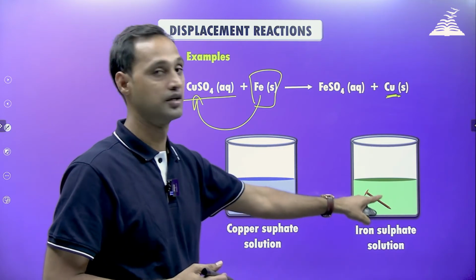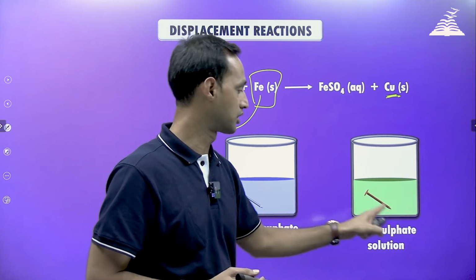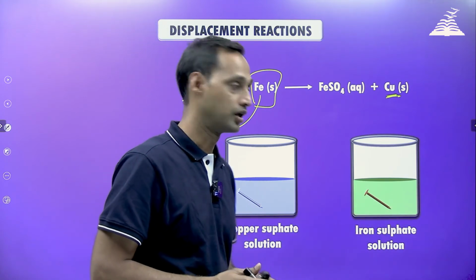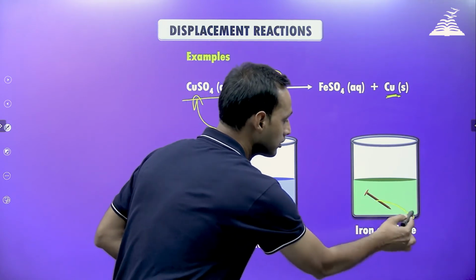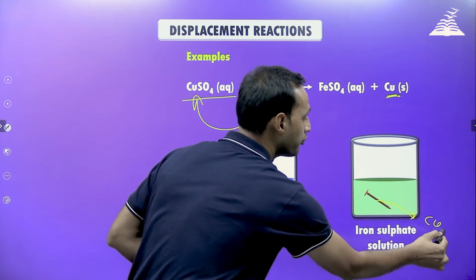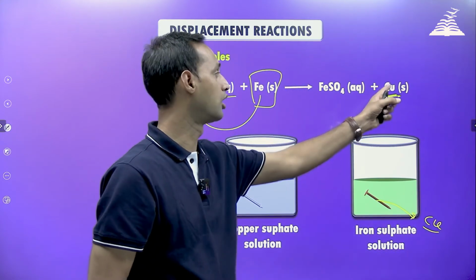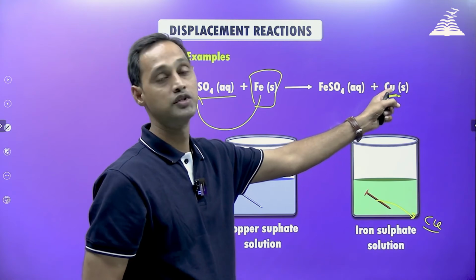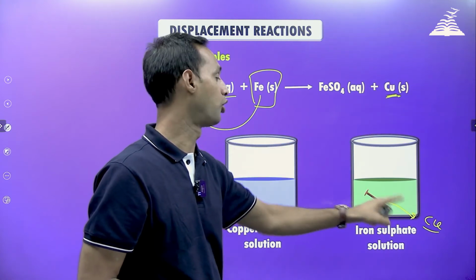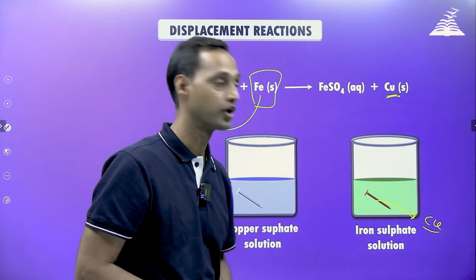As a result, there is a change in color of the solution and a change in color of the iron nail. So what is this brown colored thing? This is copper. Copper has been deposited on the iron nail. This copper which has been displaced will be deposited on the iron nail, right?